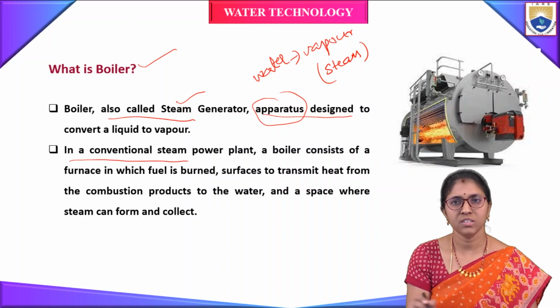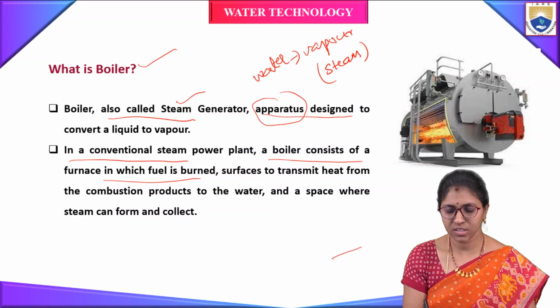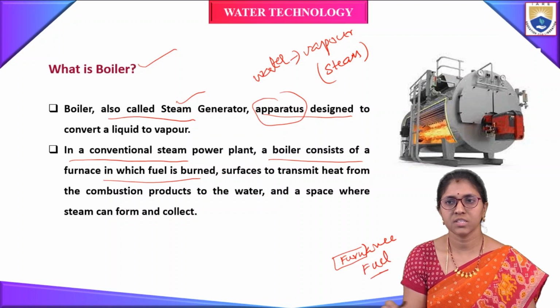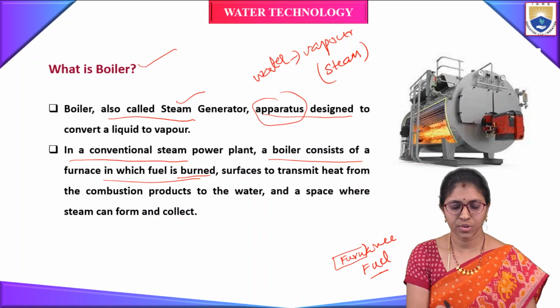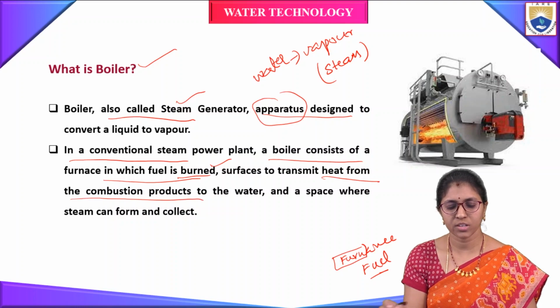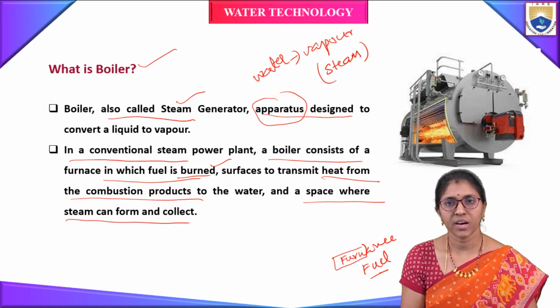In a conventional steam power plant, a boiler consists of a furnace in which fuel is burned, a surface to transmit heat from the combustion products to the water, and a space where steam can form and collect.